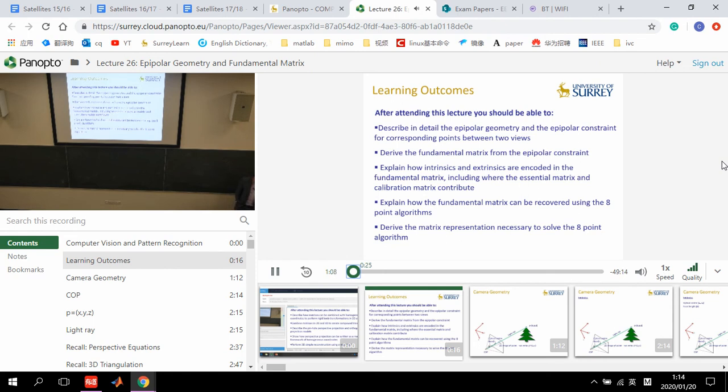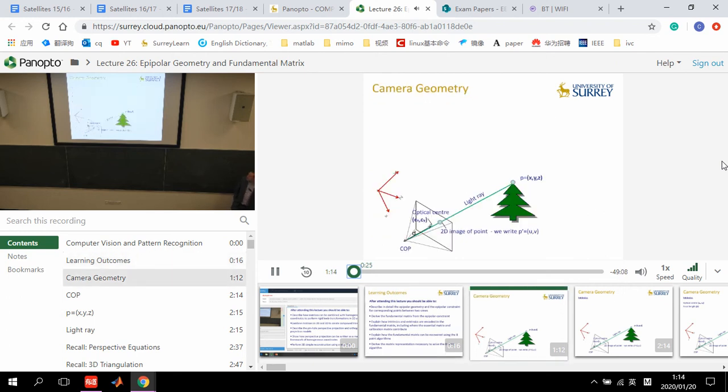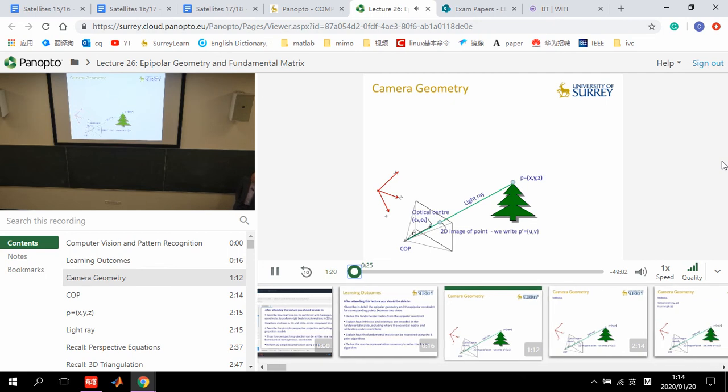So there's quite a lot in this deck. I hope we'll get through it all in the hour. If not, we'll finish it off next time. So, okay, let's just recap then on our camera geometry. I won't spend too long on this because it was literally the last hour for those in the room.